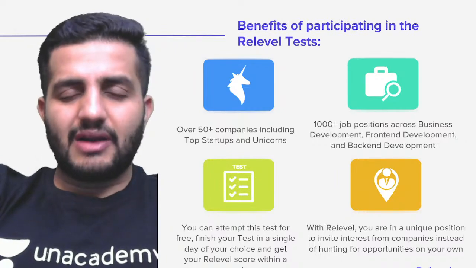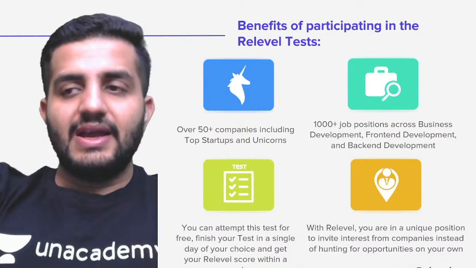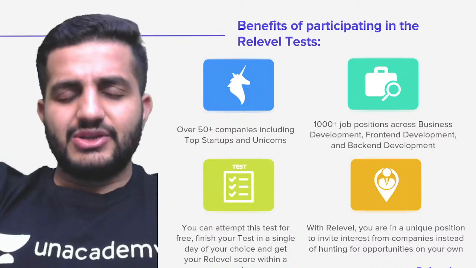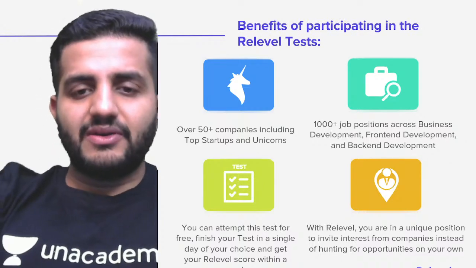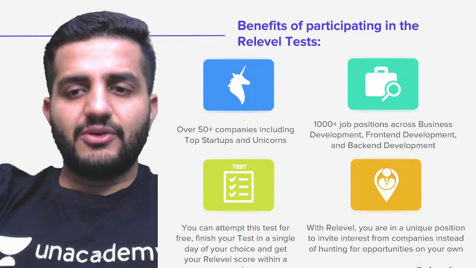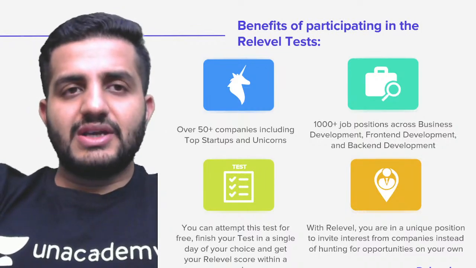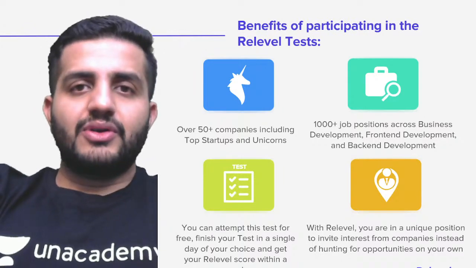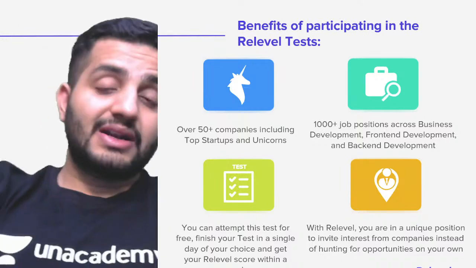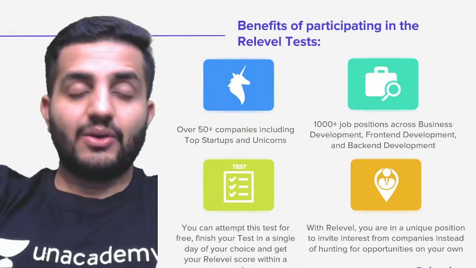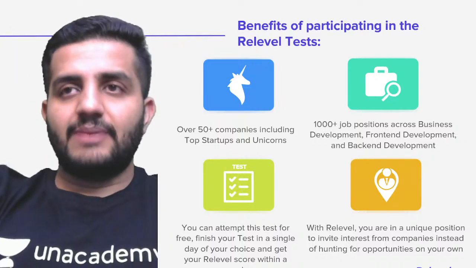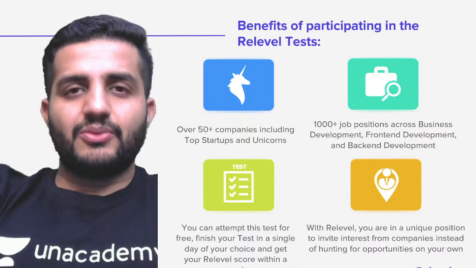As I've said, there'll be multiple rounds of assessment, and you have to finish the entire assessment in a single day's time, and that day could be of your choice. The Relevel score for that test will be revealed in a week's time. With this, you'll be in a very good position to stand out from the crowd. If you get the best score, you have very good chances to stand out, and something that stands out always gets noticed by the companies. The only way you can stand out is by getting the best score, right? And right now the qualification score is almost 70%.